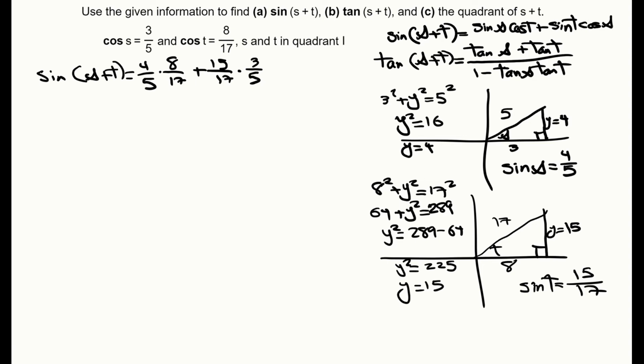All right, so we get 32 plus 45, and we can see both of those denominators are going to be the same, and they're going to be 85. So over 85, and we end up with 77 over 85. So this should take care of part A of our question.